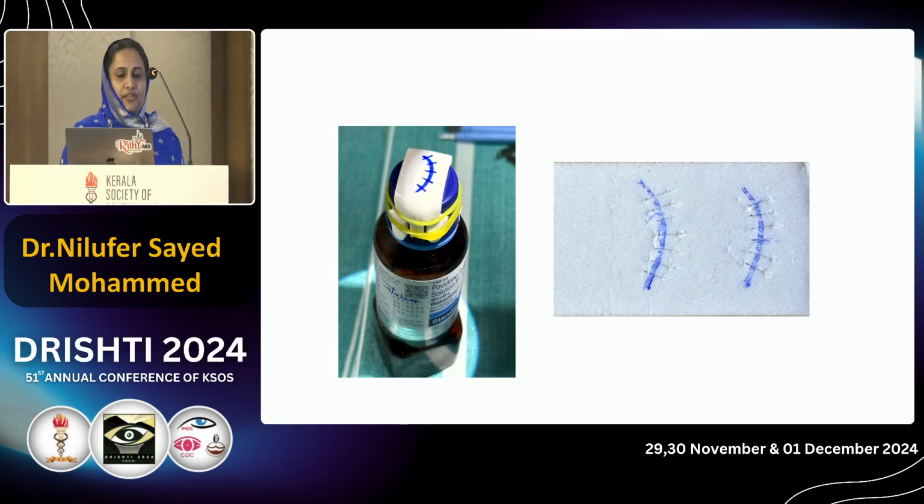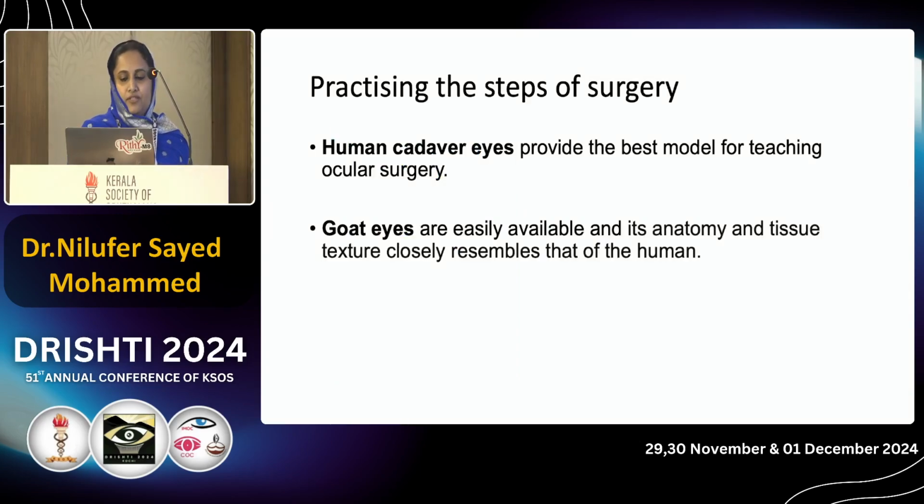We place the polyurethane foam sheets, we fix it with rubber band on a betadine bottle, and we draw the shape of cornea and perpendicular so that perpendicular sutures can be placed. And the trainee, after placing the sutures, they have to come and show the mentor or trainer. We check for the equidistance and whether sutures are tight or loose, and also the time taken. Now, coming to practicing the steps of surgery, human cadaver eyes provide the best model for teaching ocular surgery, but it's difficult to get unless it's not suitable for transplantation.